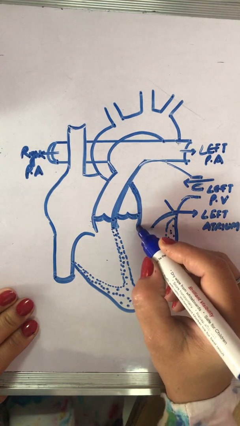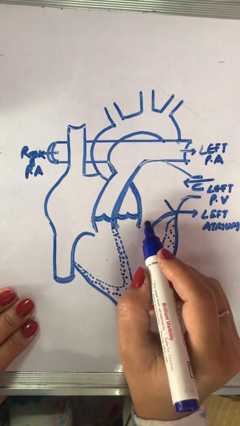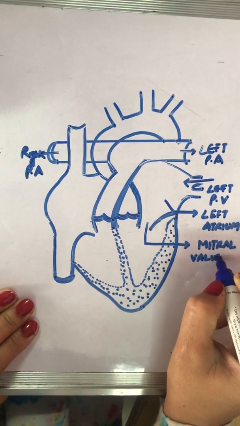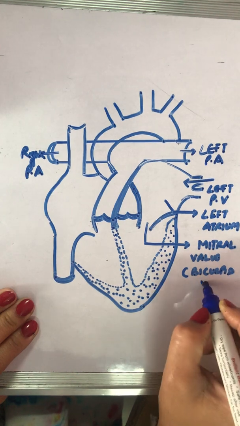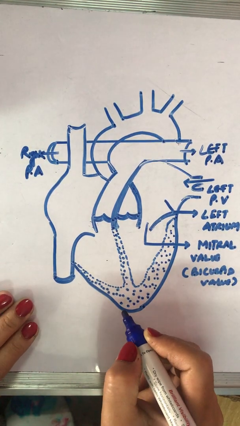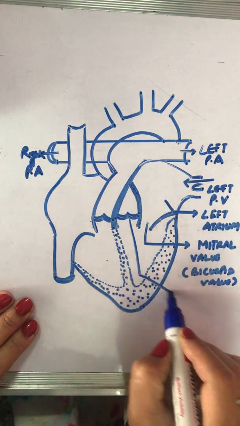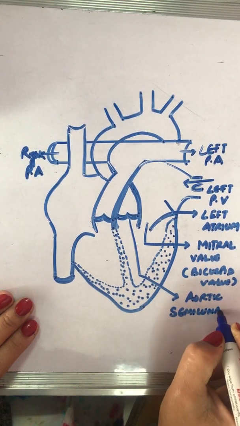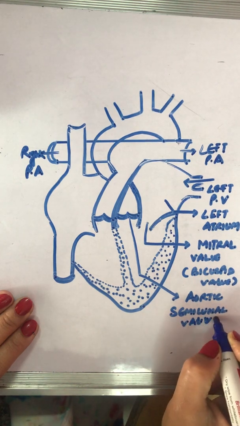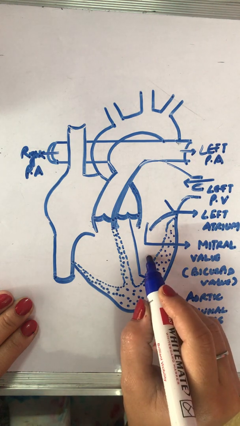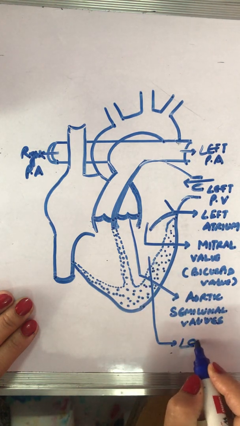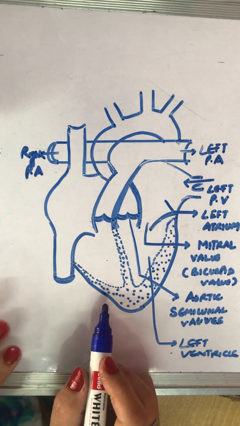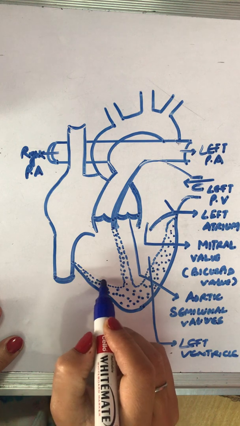Then this valve, particularly this one, is known as the mitral valve, that means bicuspid valve. Then these ones which are here are the aortic semilunar valves. This chamber is the left ventricle. Moving to this side, this is the right ventricle.